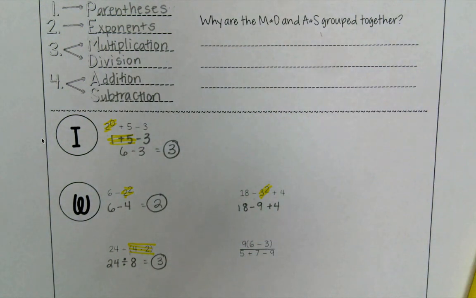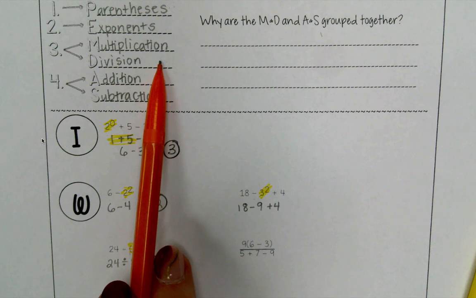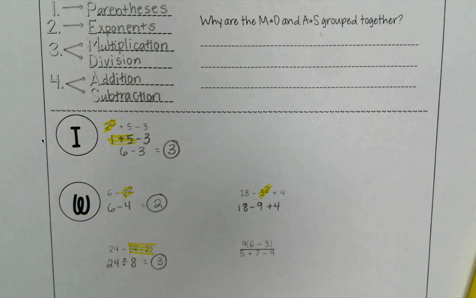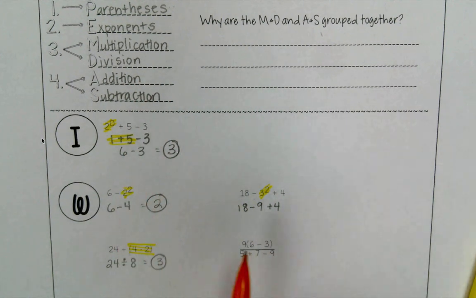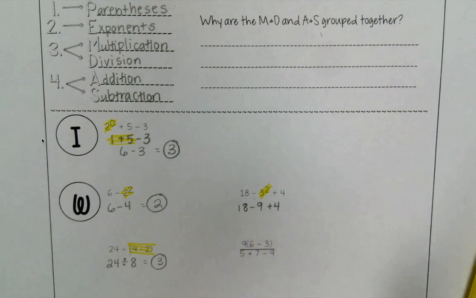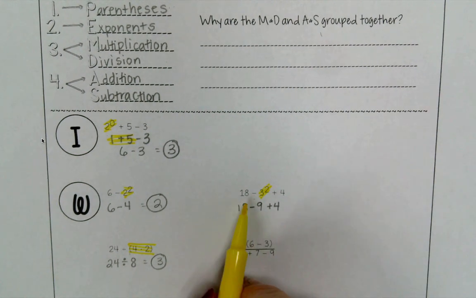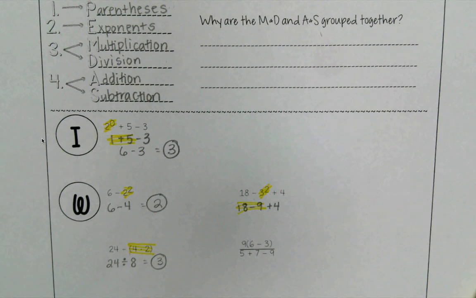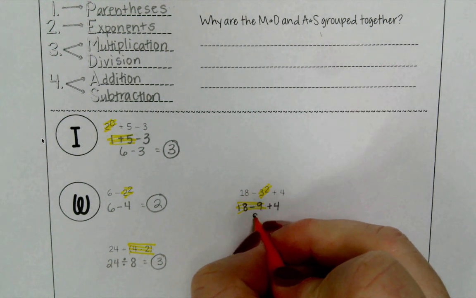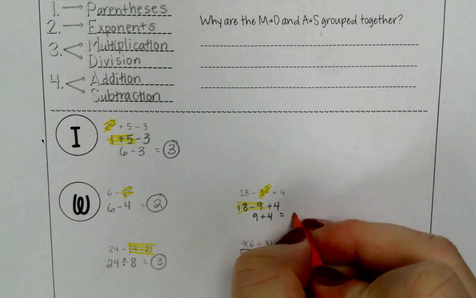I don't have any multiplication or division, but I do have addition and subtraction. It's grouped together, so I will work left to right. I start with 18 minus 9, which is 9, and then plus 4 is 13.